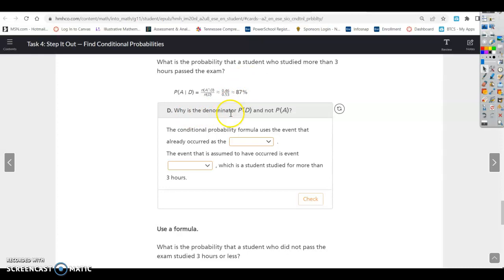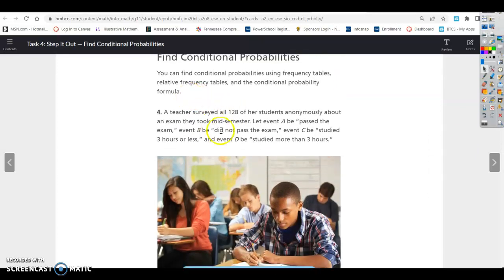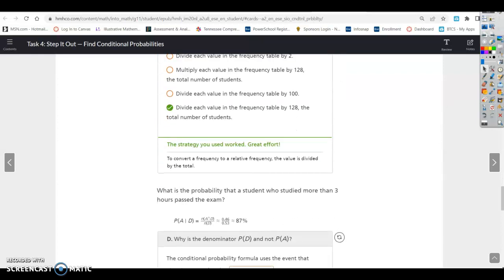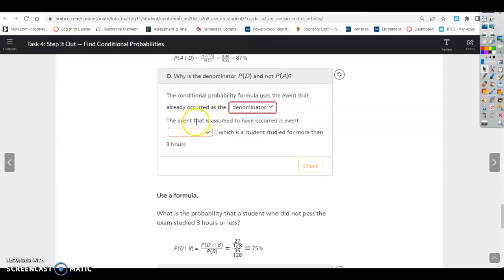All right, so why is the denominator P of D and not P of A? All right, so remember from before, D is studied more than 3 hours. All right, so the conditional probability formula uses the event that already occurs as the denominator. The event that is assumed to have occurred is event D, which is a student studies more than 3 hours.